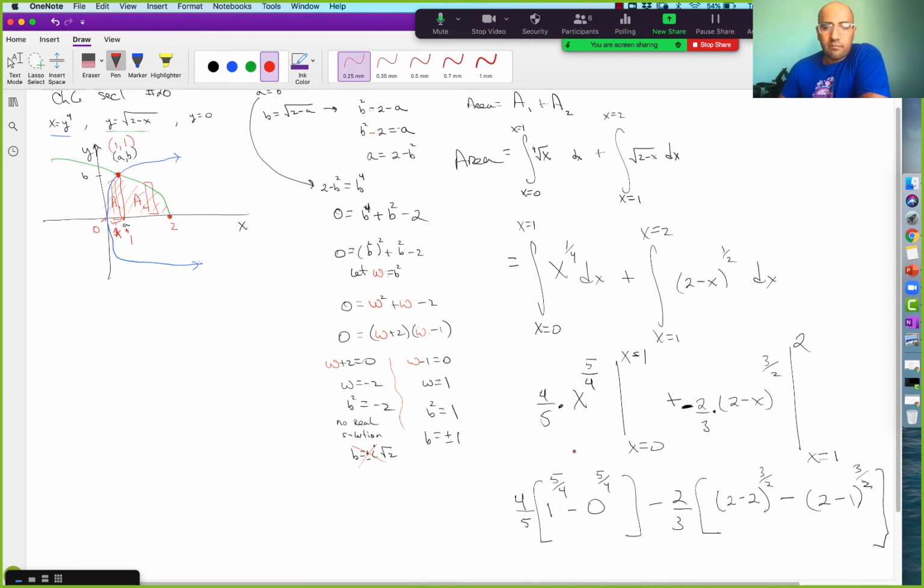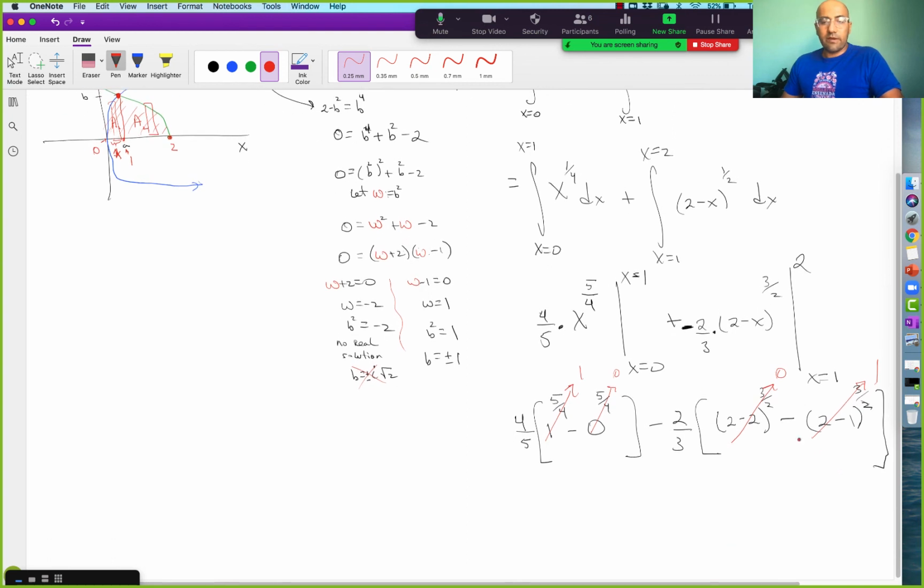Good. Some stuff simplifies. That's just going to be 1. And that's just going to be 0. And that's going to be 2 minus 2 is 0. 0 to the power of anything is 0. So that's just 0. And 2 minus 1 is a 1. 1 to the power of 3 over 2, that's still going to be 1. So life simplifies quite a bit here. And we end up with 4/5 times 1 minus 0, minus 2/3 times 0 minus 1.